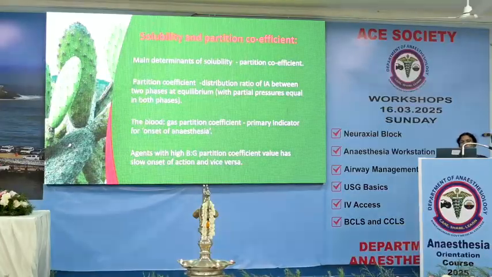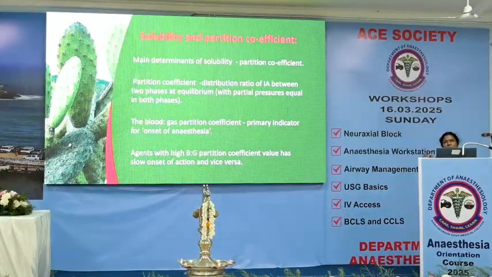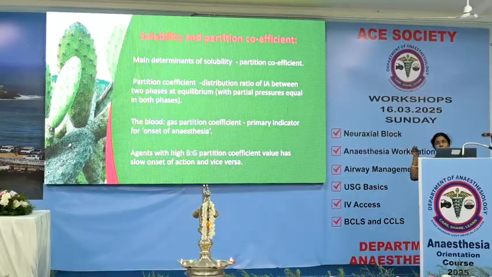The next determinant is the solubility and the partition coefficient. Already it has been dealt with. The primary indicator of onset of anesthesia is the blood gas partition coefficient. Blood gas partition coefficient is nothing but the distribution of an inhalation agent, for example sevoflurane, between the gaseous phase and the liquid phase, that is gas and blood. Agents which have a high blood gas partition coefficient have a slower onset, because those inhalation agents which are dissolved more in the blood will have a slow onset of action.